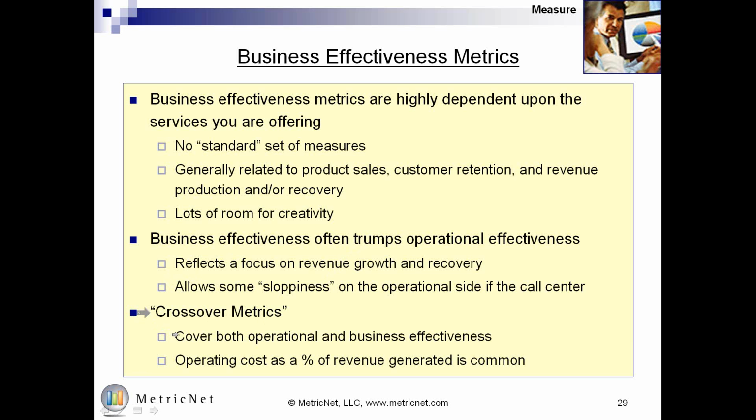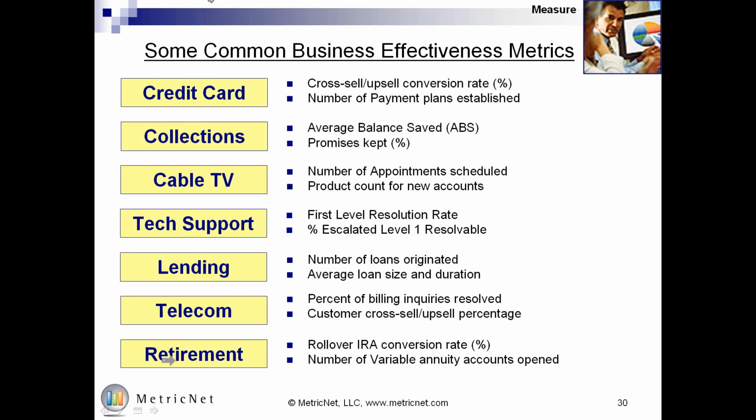Then there are what we call crossover metrics that cover both operational and business effectiveness. Operating cost as a percentage of revenue generated is a fairly common metric that touches on both operational efficiency as well as business effectiveness. Let me give you a few examples of business effectiveness metrics.